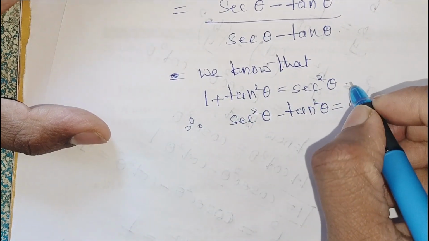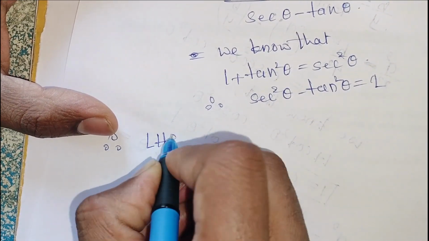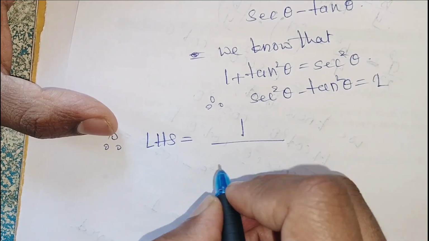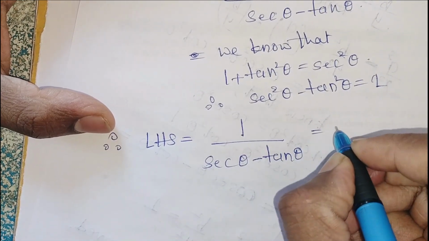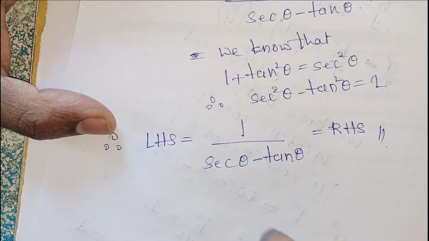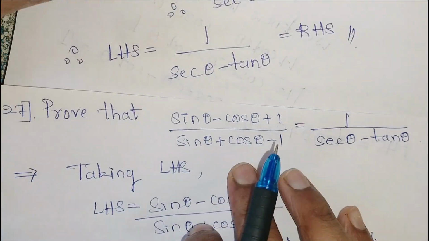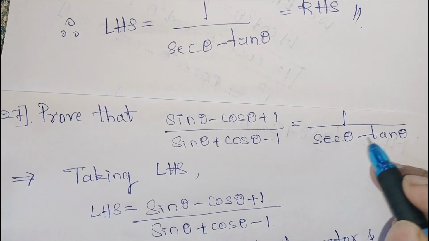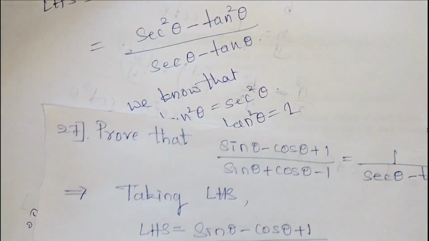Taking tan square to the RHS, it becomes minus tan square and equals 1. Therefore LHS becomes 1 divided by sec theta minus tan theta, which is RHS. Okay, now you can see we have the same. Yes, we arrived at RHS. Yes, RHS is here, you are having it on this page. Yes, arrived at the RHS as 1 by secant theta minus tan theta. Okay, so that is how we have to come to the solution.